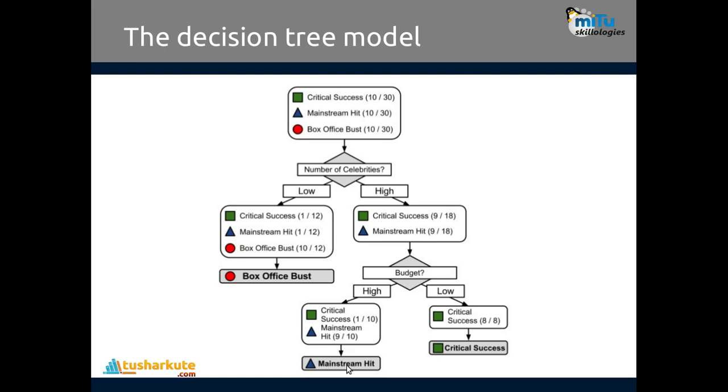Now look at the leaf nodes. Here we have box office bust as the first class, the second class is mainstream hit, and the third class is critical success. So we got 3 different classes over here after building the tree.